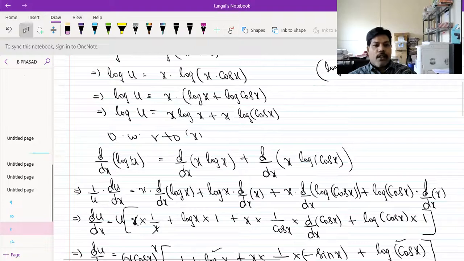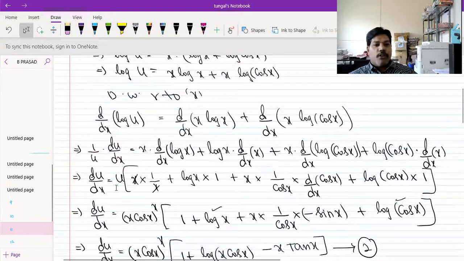Differentiate with respect to x, so the derivative of log u is 1 by u into du by dx. And here it is also the uv formula, students. What is the derivative of uv? u into v dash plus v into u dash. So what we will get is x into derivative of log x plus log x into derivative of x, plus x into derivative of log of cos x plus log of cos x into derivative of x. So du by dx is equal to, taking this u to this side, u into x into log x derivative 1 by x plus log x into 1.